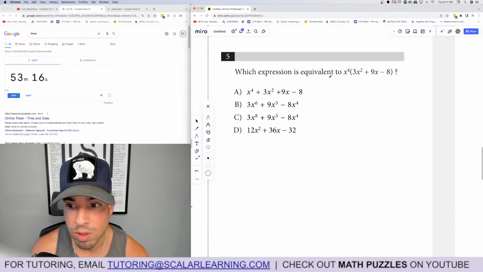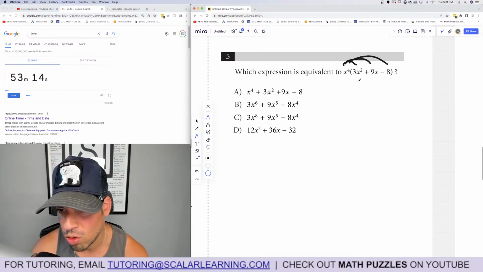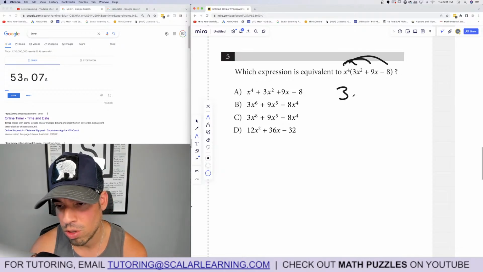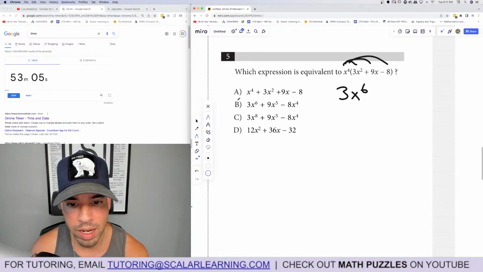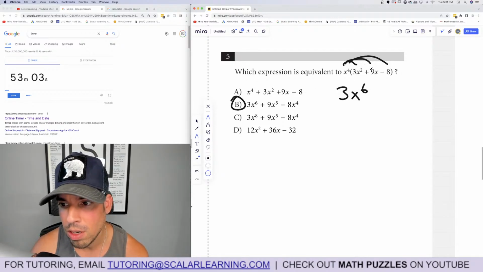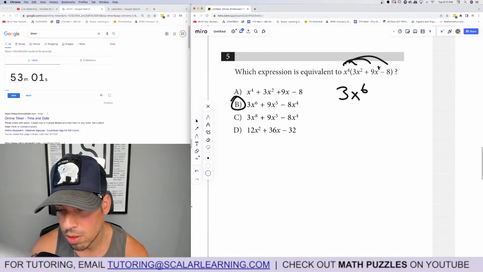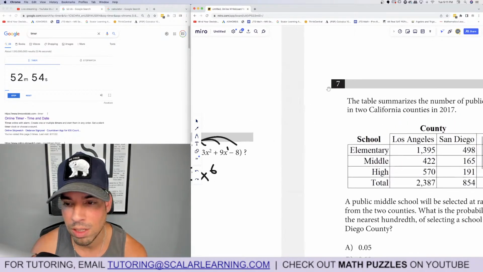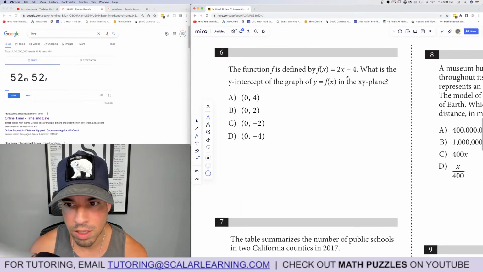Okay, number 5. Which expression is equivalent to this? So I'm going to distribute. Don't forget, the exponents add. So the coefficients multiply, 3 times an invisible 1. X to the 4th times x squared is x to the 6th. So 3x to the 6th, we already know it's B, but just for fun, 9x to the 5th. Don't forget there's an invisible 1 that's there. And then x to the 4th times -8 is -8x to the 4th. Boom, done.